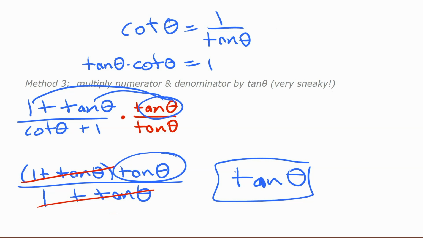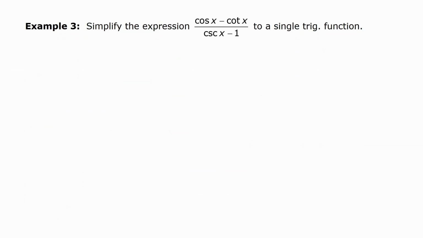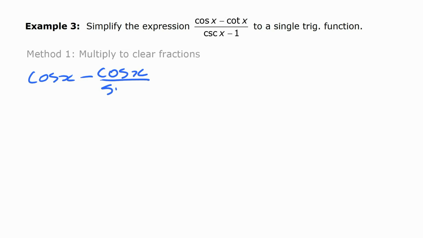All right? We're going to look at one more example here. Now I'm going to use a couple of different methods for this one as well. The first method is going to be multiply to clear the fractions. So this involves starting by changing everything so that you have things in terms of sine and cosine. So I'm going to leave the first function as cosine of x. I'm going to change this cotangent to cosine x over sine x. I'm going to change on the bottom there this cosecant x to 1 over sine x, and then leave this 1 like this.